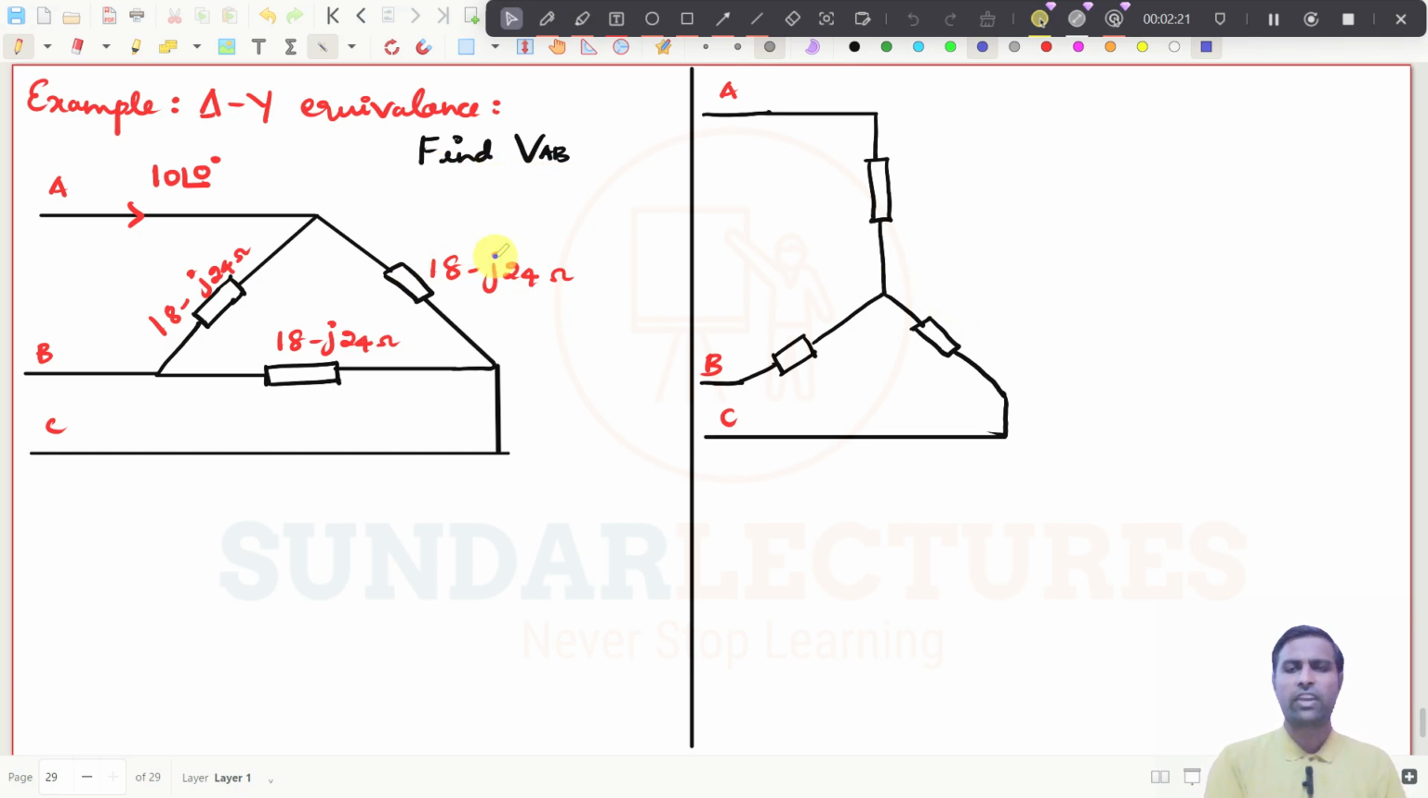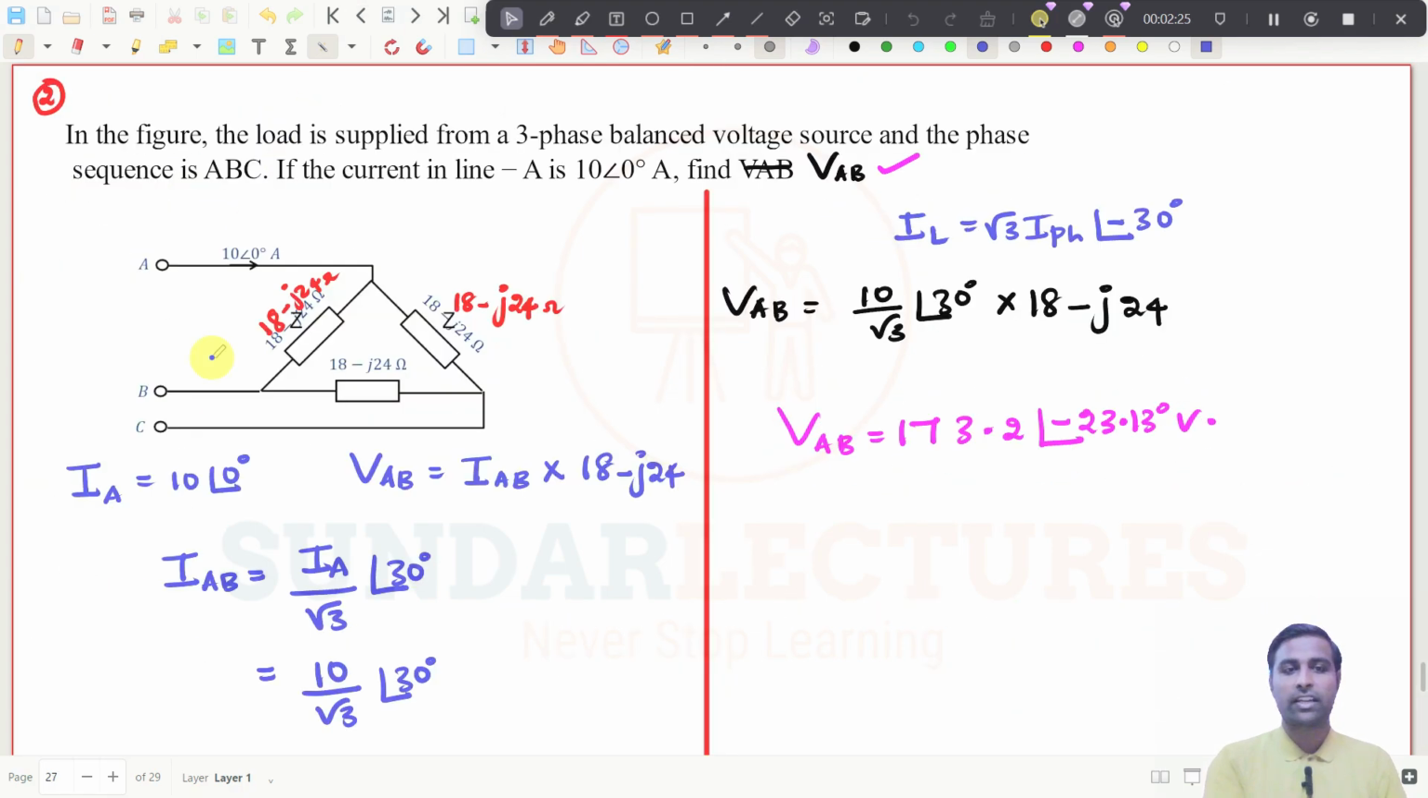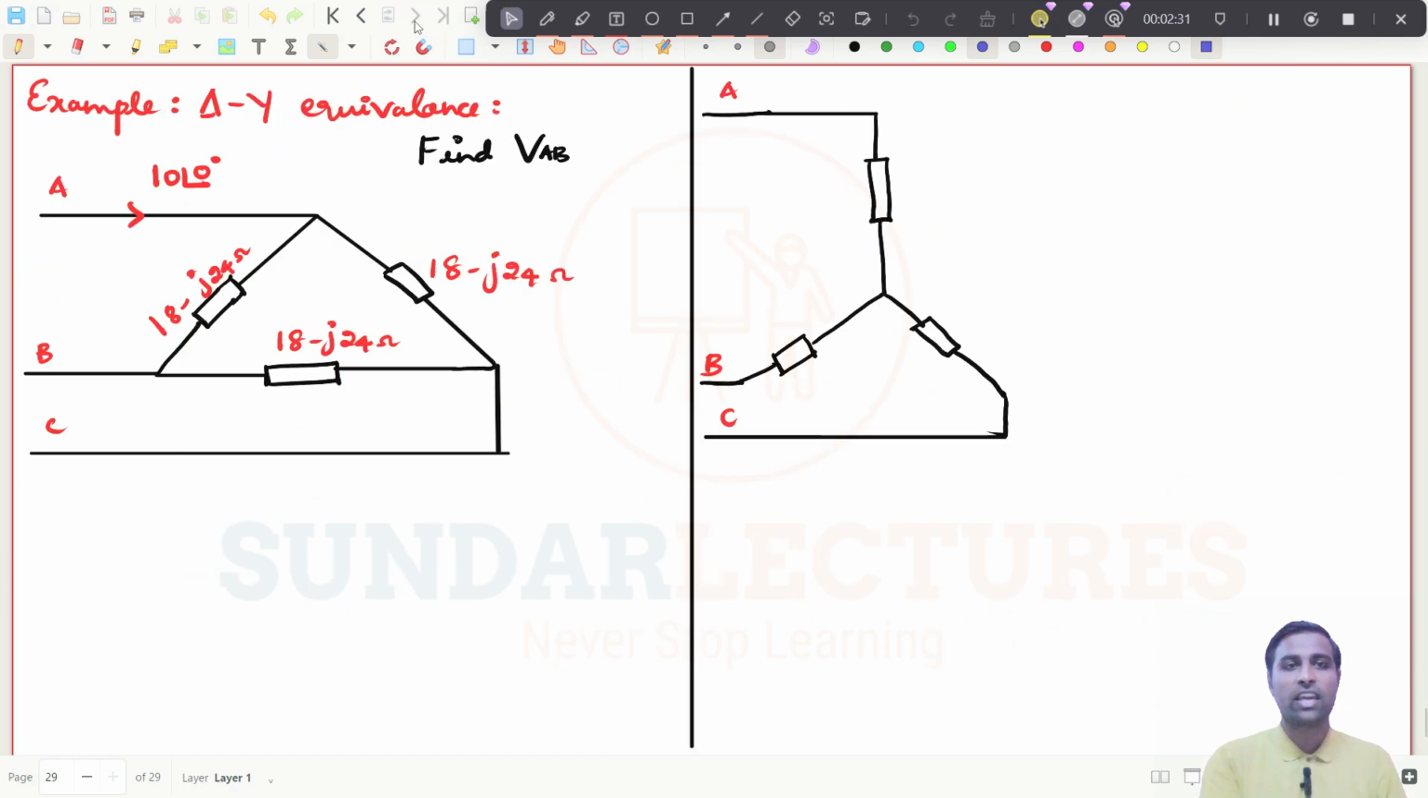We need to find what is VABC. This is the same problem we have taken here. Try to understand, it is the same problem I have just taken. And what is the VAB we got there? VAB will be equal to 173.2 at an angle of minus 23.13 degree volts. This is what we have got.